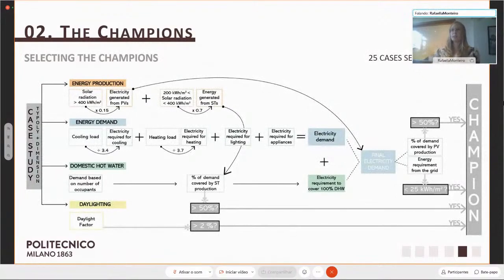So a building is declared a champion if it covers at least 50% of the energy demand with renewables, the daylight factor is above 2%, and the final electricity requirement is less than 25 kilowatt-hour per square meter after offsetting the production.